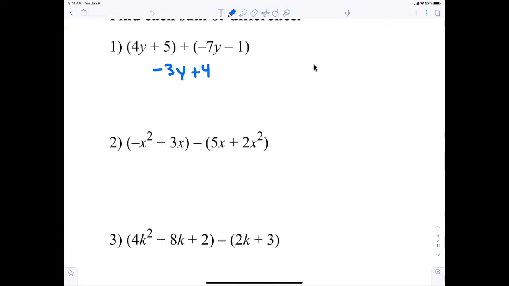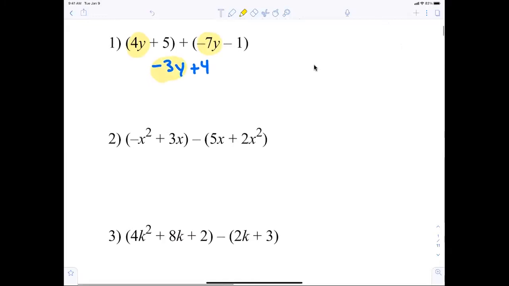How do you do it? I don't know what that means. Are you having trouble with the problem? How do you solve it? 4y minus 7y. What's 4 minus 7? 4 minus 7 is negative 3. Oh, okay. Thank you. Come on, come on, come on.